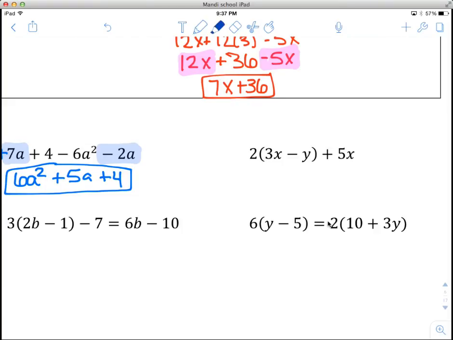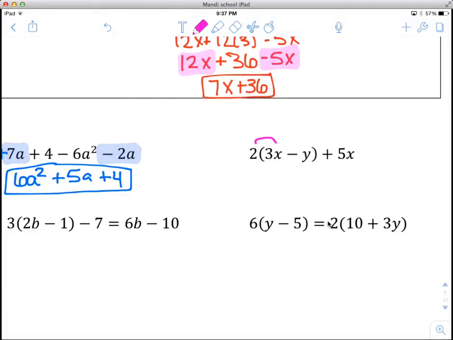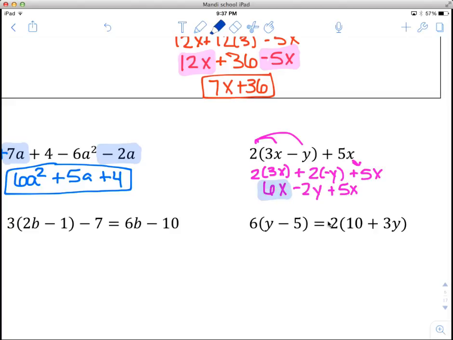Okay, so in this one, we have to distribute first. So we're going to take 2 times 3x plus 2 times a negative y, and then bring this down, plus 5x. So that's 6x, 2 times the negative y is negative 2y, plus 5x. Like terms, we have 6x plus 5x, 11x, minus 2y because it doesn't have anything.